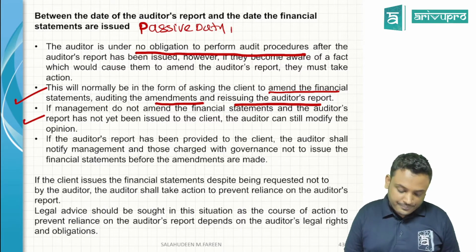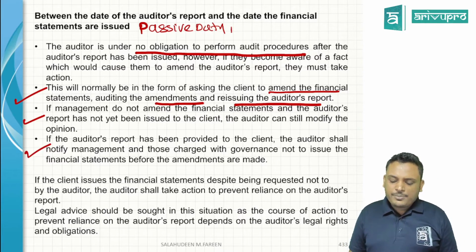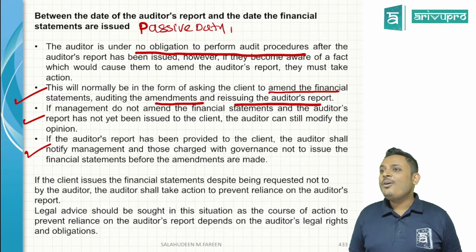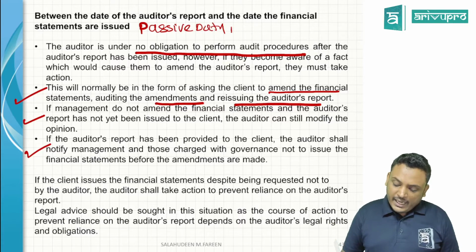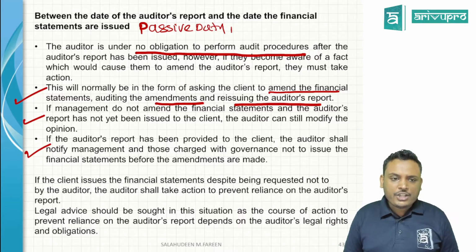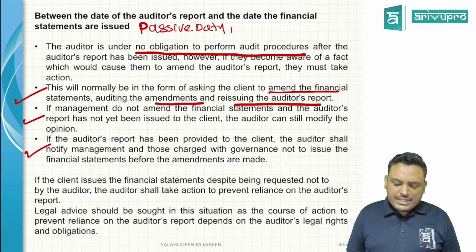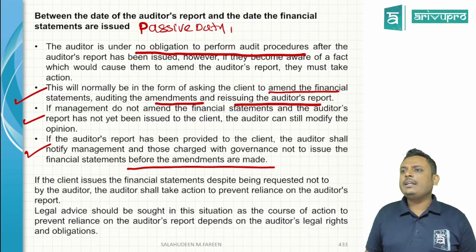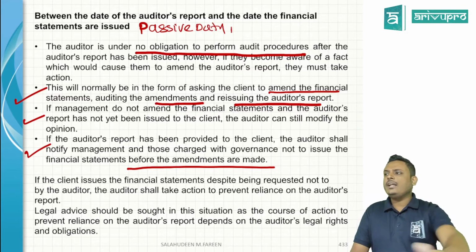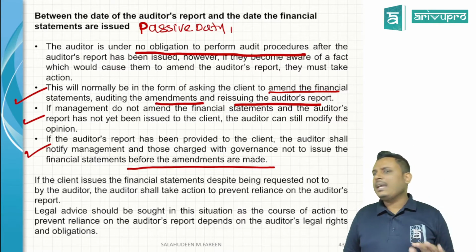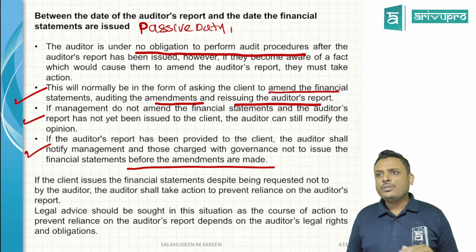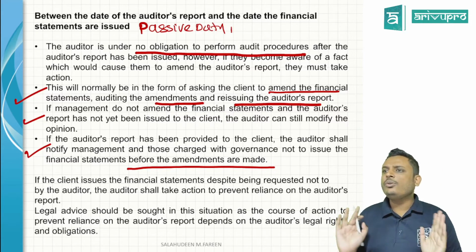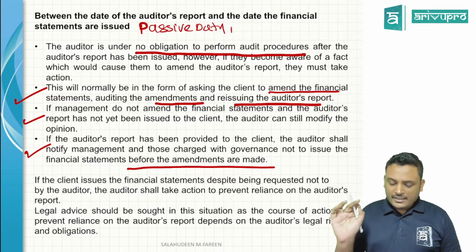Understood? If the auditor's report has been provided to the client, now the audit report is with whom? Client, management. Then the auditor shall notify management and those charged with governance not to issue the financial statements before the amendments are made. So please don't issue the financial statements before making these amendments. Management is not responding: you issued it, it's in our hands, we will do whatever we want. Right? Then what can you do?